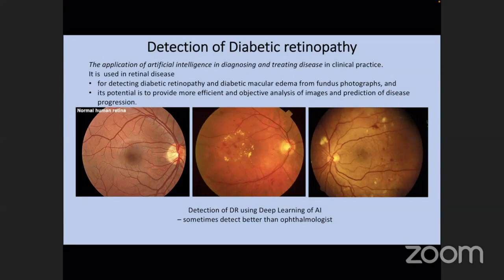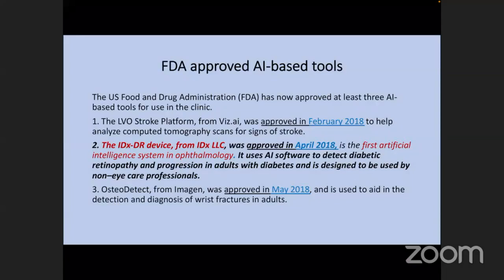It is used for retinal diseases for detecting diabetic retinopathy and diabetic macular edema from fundus photographs. Its potential is to provide more efficient and objective analysis of images and prediction of disease progression. Now, there are FDA-approved AI-based tools. There are three tools which are approved as of now by the US FDA. Is LVO stroke platform.